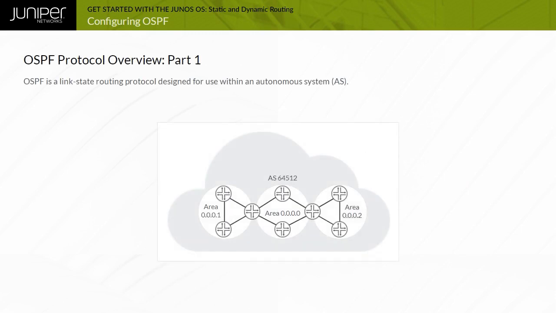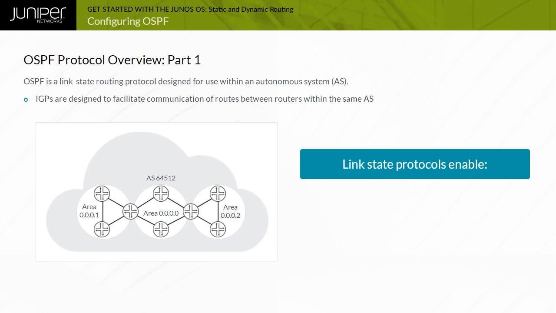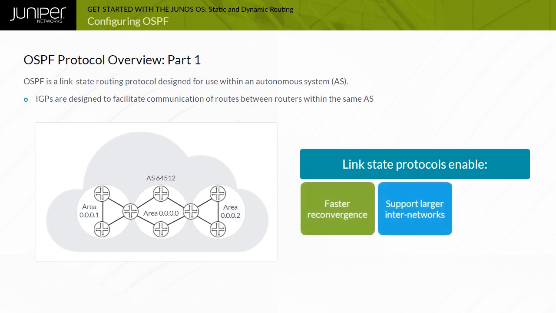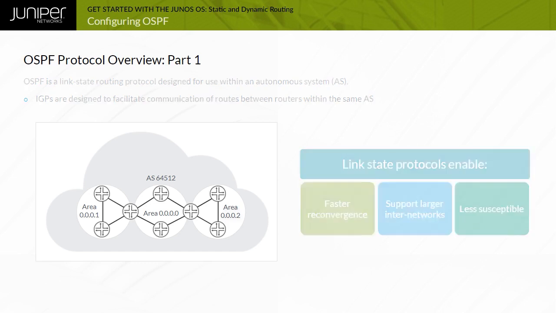OSPF is a link state routing protocol designed for use within an autonomous system, or AS. An AS is a set of routing devices that are managed by a single organization or corporation. OSPF is an interior gateway protocol, or IGP. IGPs are designed to facilitate communication of routes between routers within the same AS. Link state protocols enable faster reconvergence, support larger internetworks, and are less susceptible to insufficient routing information than distance vector protocols, such as RIP.